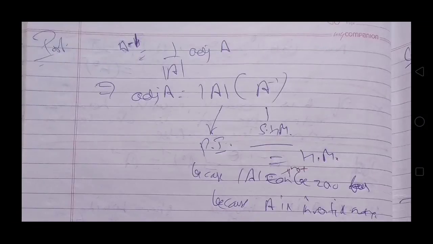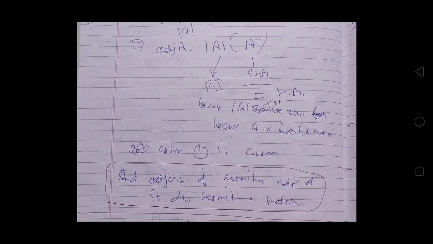Now the proof says we know that A inverse is equal to adjoint of A divided by determinant of A. This implies that adjoint of A is equal to determinant of A into A inverse. A inverse is skew Hermitian, and we know that determinant of skew Hermitian matrix is purely imaginary. So this implies that adjoint of A will be equal to Hermitian matrix, because determinant of A cannot be 0 because A is invertible matrix, it is given, and option 1 is correct.